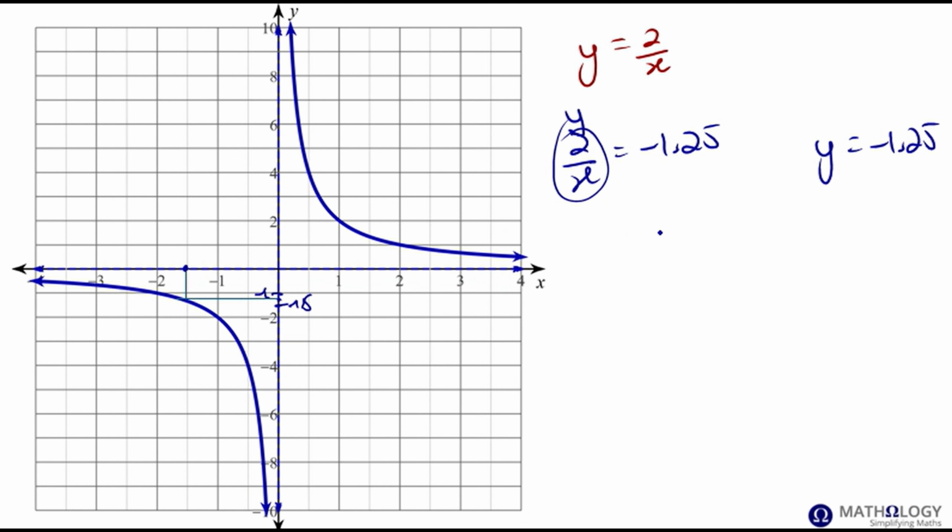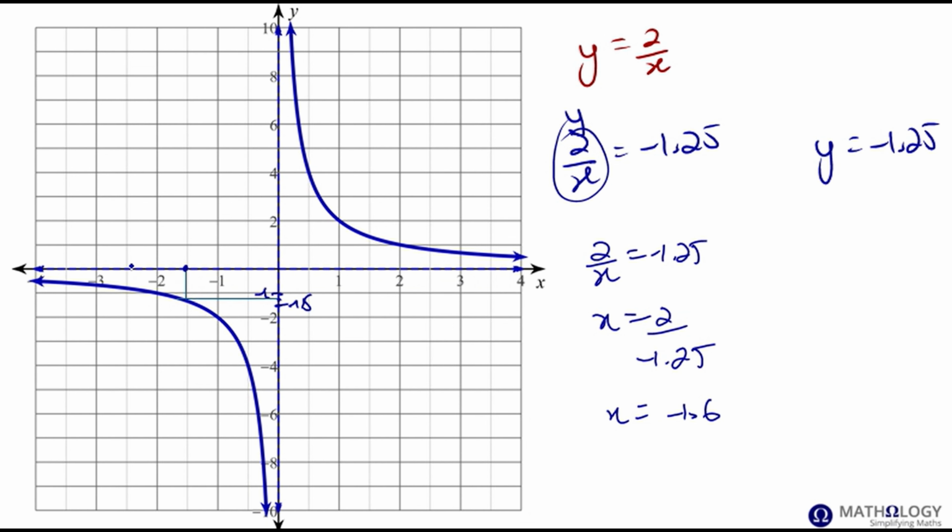When y is minus 1.25, we'll have 2 over x equals minus 1.25. X is 2 over minus 1.25. X equals minus 1.6. So you can see it's just about at the minus 1.5 mark, but that's because we don't have accurate grid paper. And we need to mark off minus 1.25 on the y-axis accurately in order to get the accurate answer for x.